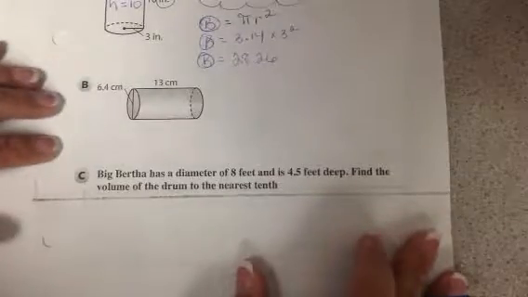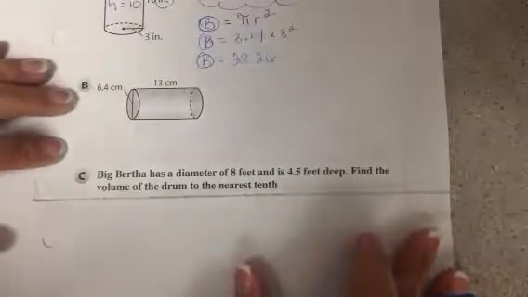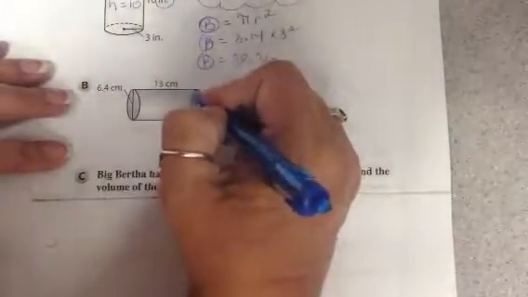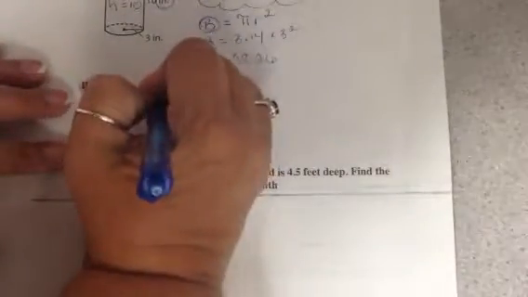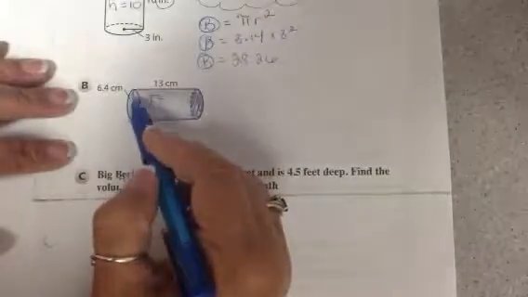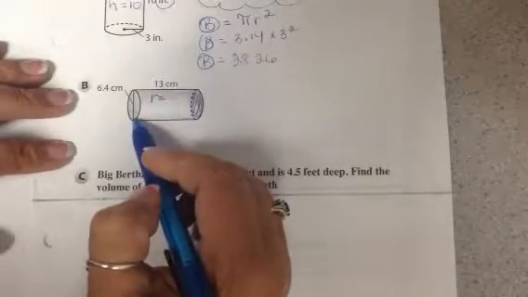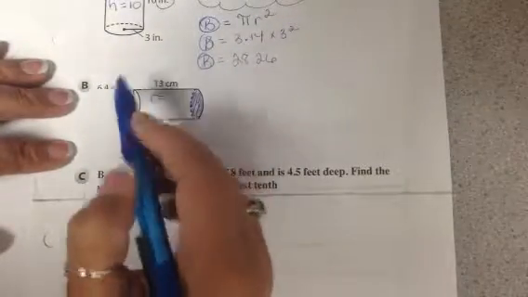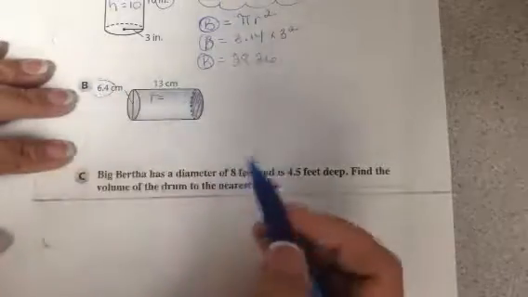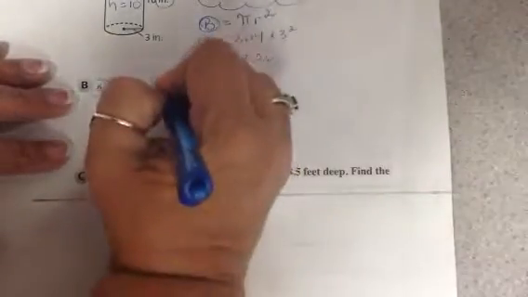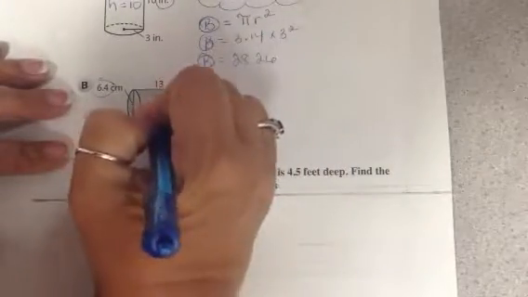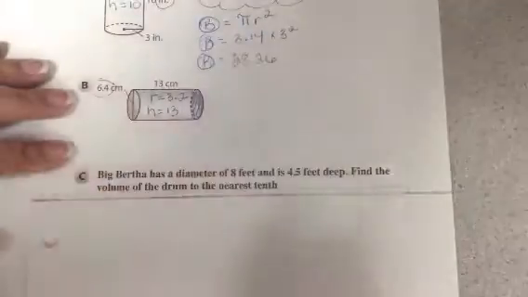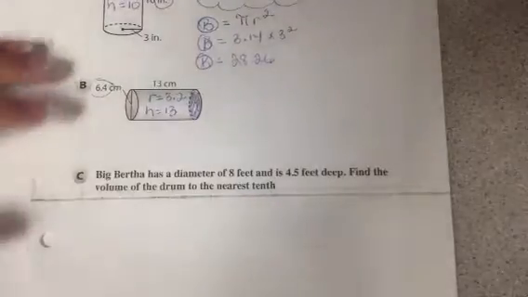Let's try another one. Now this one is the same, it's just laying down instead of standing up, but we still have a base that is a circle. Now if I'm looking for my radius of this one, they gave me my diameter. It goes all the way across. So I have to take this number and divide it by 2, which is going to give me 3.2. My height of the figure is 13. So now I can come over here and I can start plugging in numbers.